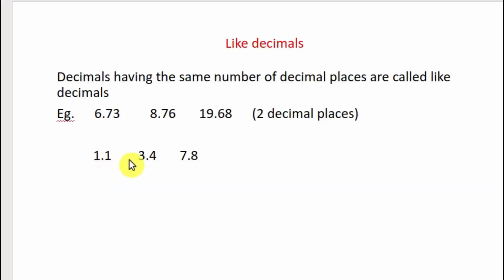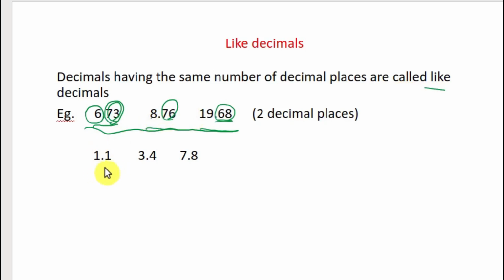Next, decimals having the same number of decimal places are called like decimals. Here: 6.73, 8.76, 19.68. Whole part, decimal part. In this decimal part, there are two decimal places in each. These three decimals have two decimal places. They are called like decimals.